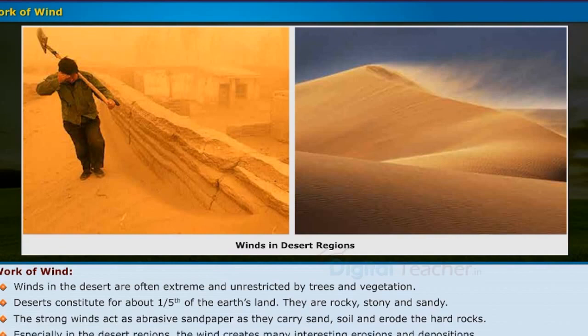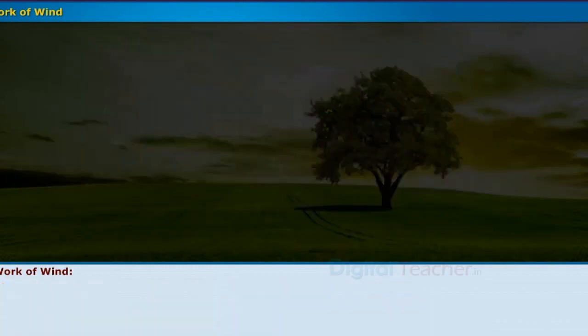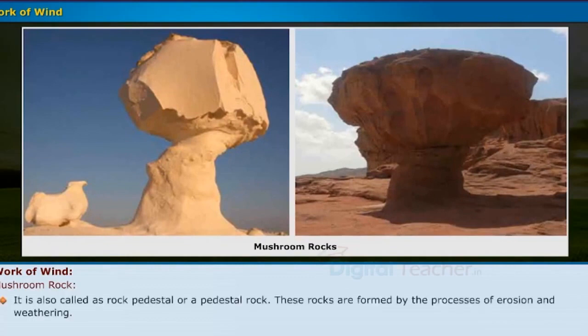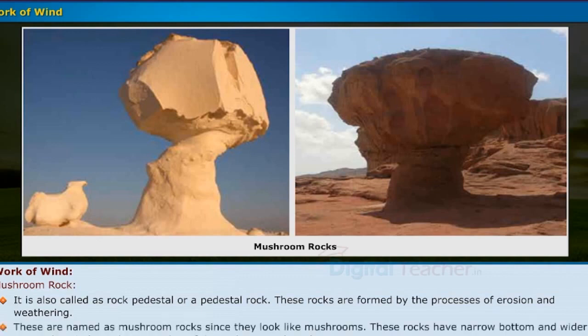Especially in the desert regions, the wind creates many interesting erosions and depositions. Mushroom rock. It is also called a rock pedestal or a pedestal rock. These rocks are formed by the processes of erosion and weathering. These are named mushroom rocks since they look like mushrooms. These rocks have a narrow bottom and wider top as the wind cuts the lower section of the rocks more than the upper part.